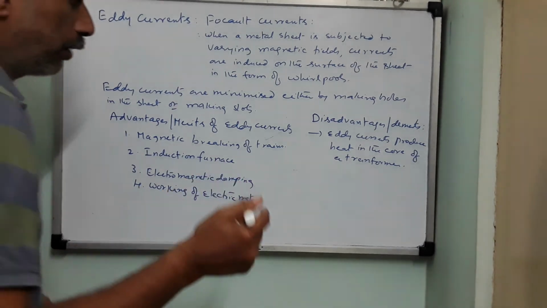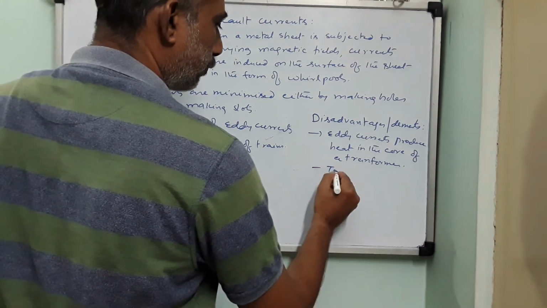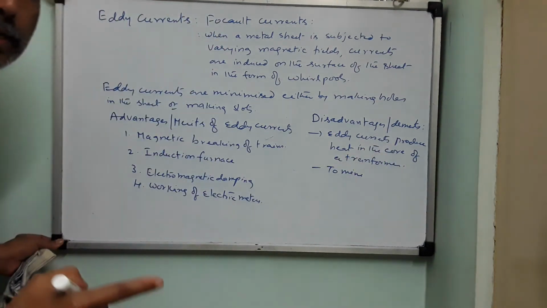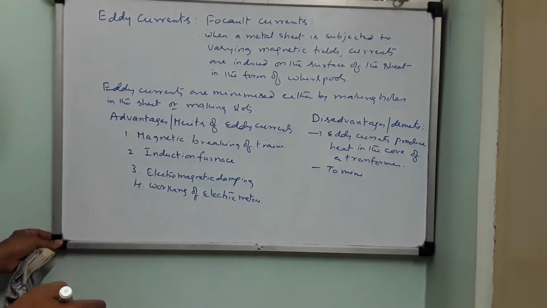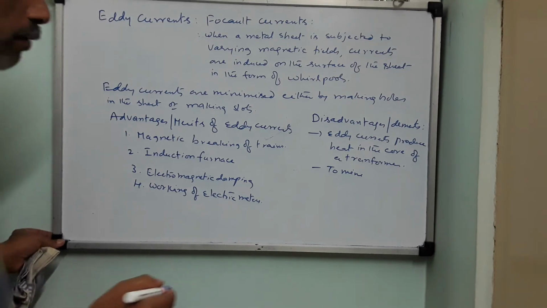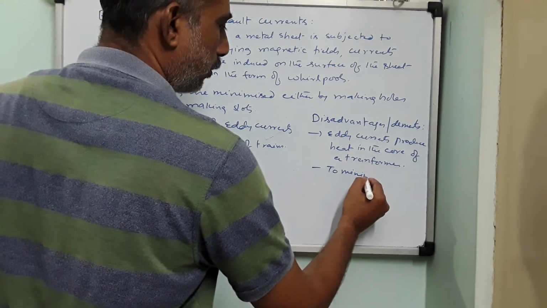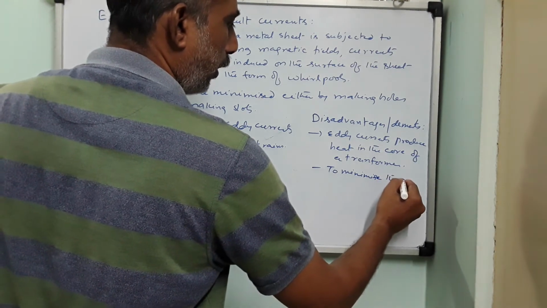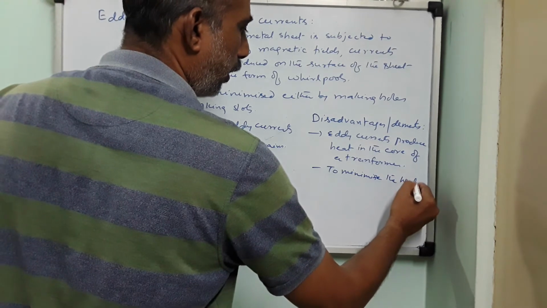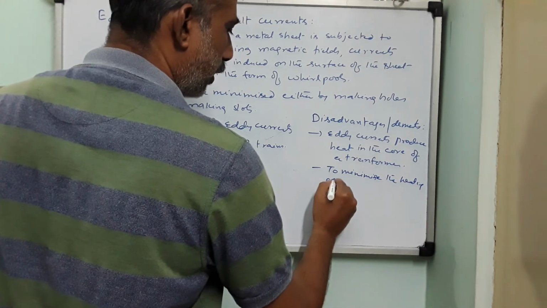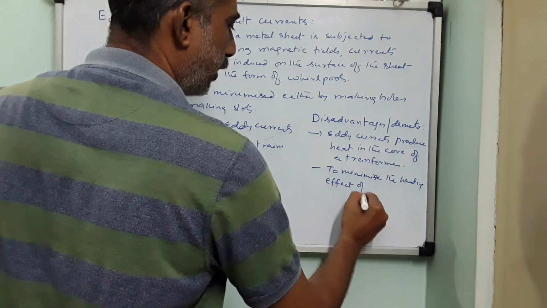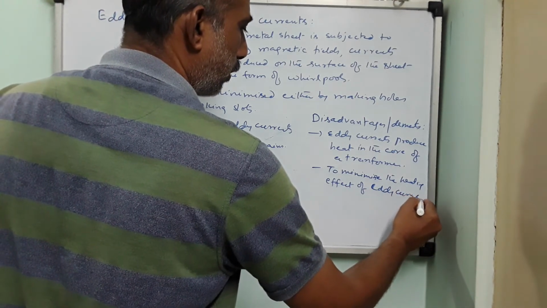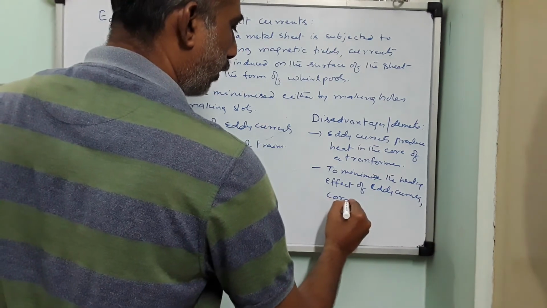So this point you can write to minimize. This is not a demerit. Then if at all a question is asked how to overcome the effect of eddy currents in case of transformer, means to minimize the heating effect of eddy currents, core should be laminated.